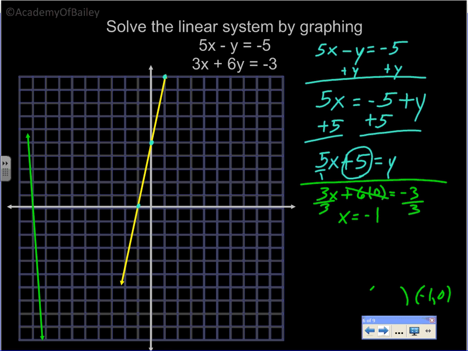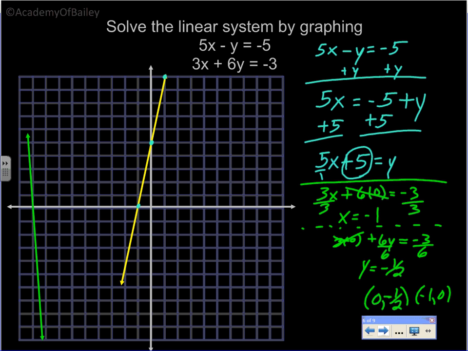And now let's find the y-intercept. So we let x equals 0, so 3 times 0 plus 6 times y is equal to negative 3. Those cancel out, and divide both sides by 6. And I didn't do a whole lot of thinking before I did this one, because the y-intercept is negative 1/2.